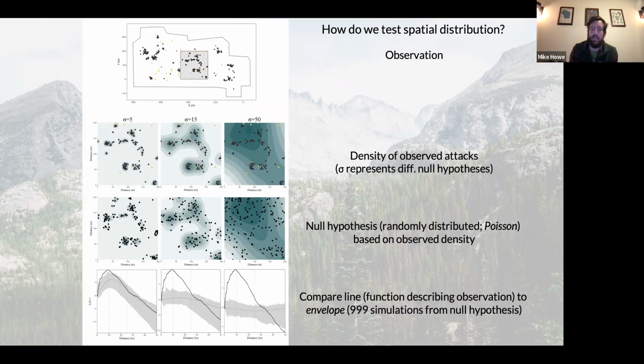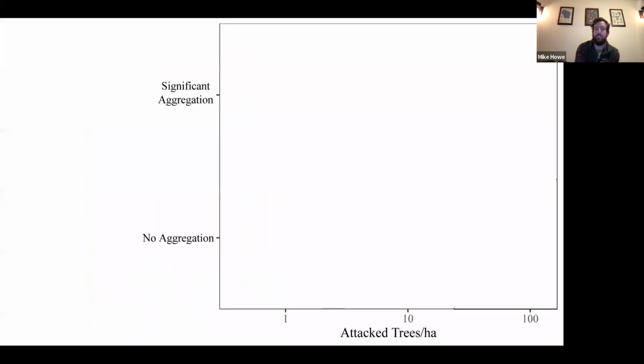And so you'll see in this set of panels the difference in the three different sigmas with our null hypotheses. And ultimately, we do this so that we can compare our line, which is the function describing our observation, to an envelope, which is this gray area, which is constructed from 99 simulations of our null hypothesis. And the interpretation here is relatively simple. If the line is outside of the envelope, then it is significant.